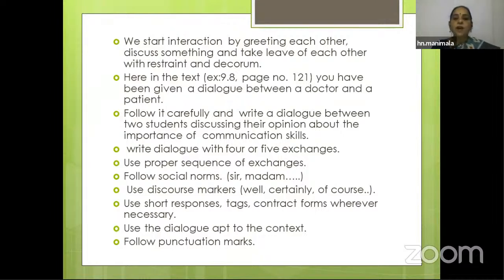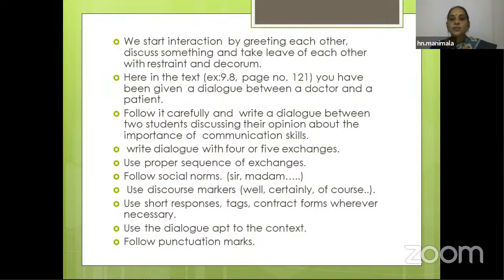Follow the dialogue carefully, all of you, because I would like to tell you one thing. In the previous classes, for example in the SSC, you might have written a lengthy conversation. They asked you to write 10 to 12 exchanges, or sometimes even more than that. But here it is not needed that much. You have to write only four to five exchanges, because it has only 4 marks. Those 4 to 5 exchanges should be very apt to that situation.